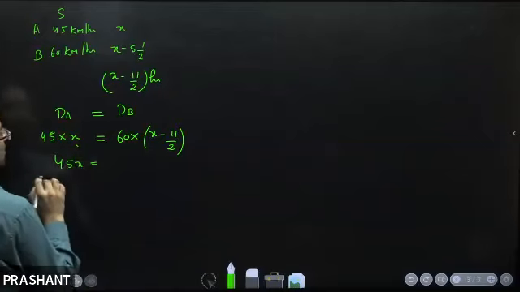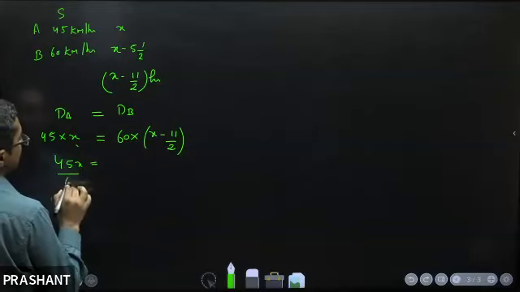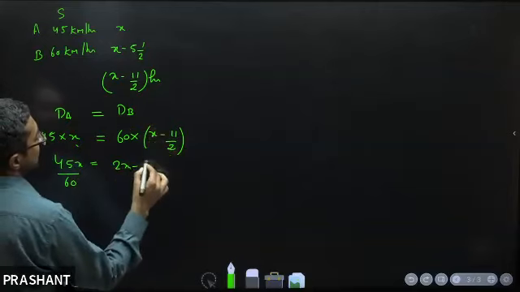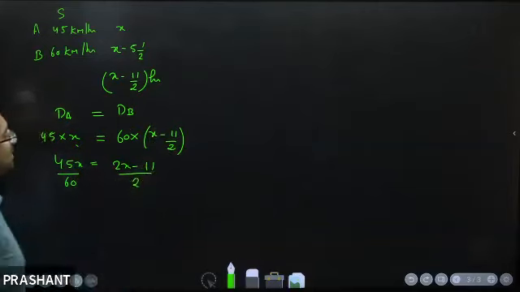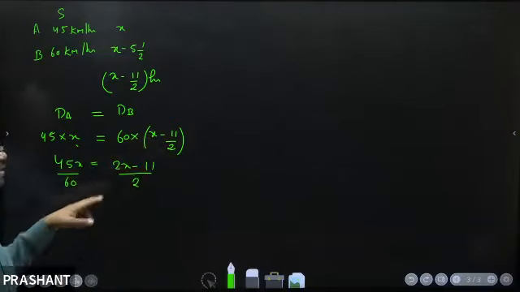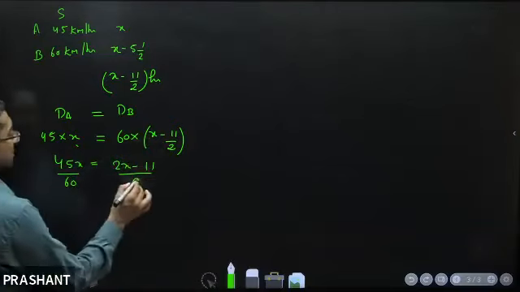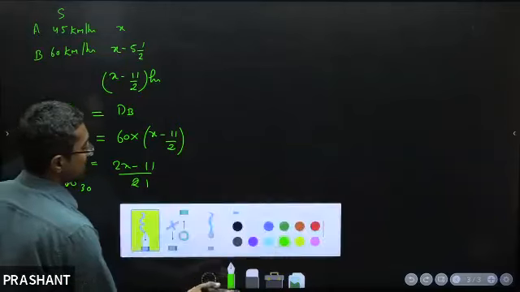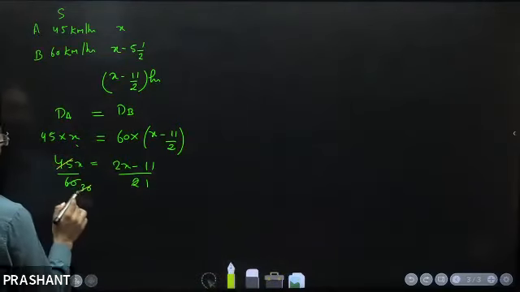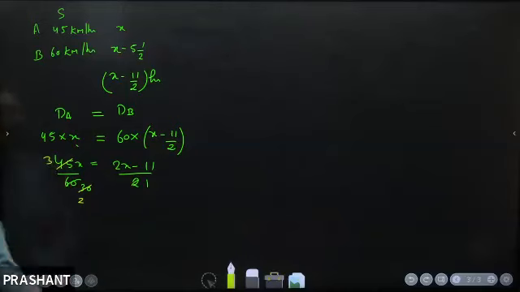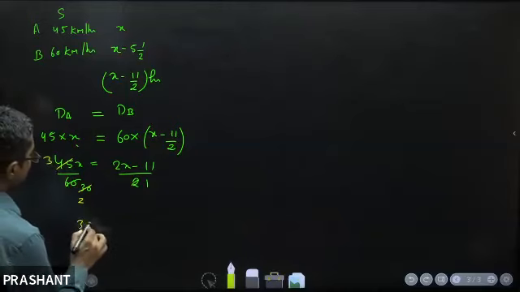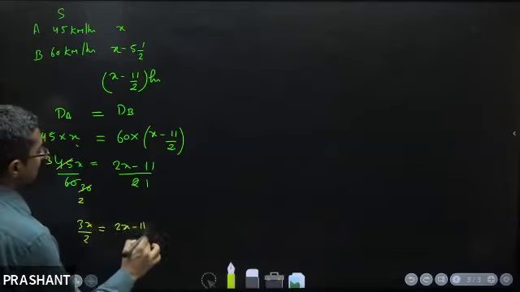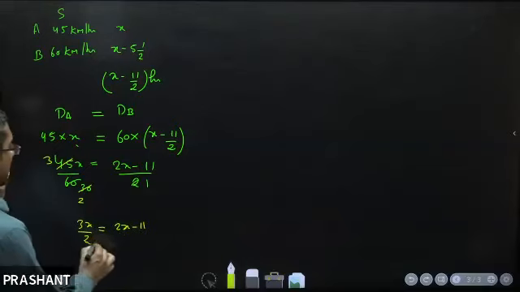So this is 45 upon 60, we can bring 60 here. So this is 2x minus 11 upon 2. Correct? 60 multiplied by what we got here. So 2x minus 11. You can cancel the 2 ones are and 2 30 times, and this can be cancelled. That is 15 2s are 30, 15 3s are. So what I get here is 3x upon 2 is equal to 2x minus 11. Correct?